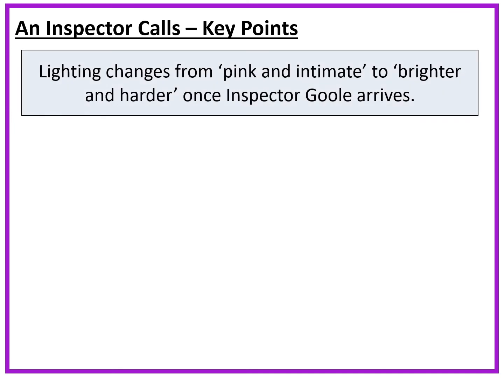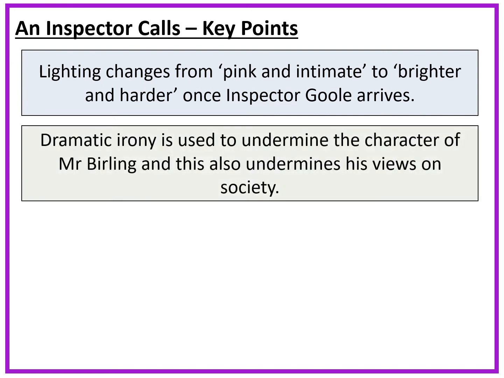Some key staging points to remember. The lighting at the beginning of the play is pink and intimate. It becomes brighter and harder once Inspector Goole arrives. This signifies that Inspector Goole will put the Birling family under pressure. Dramatic irony is used throughout to undermine the character of Mr. Birling.